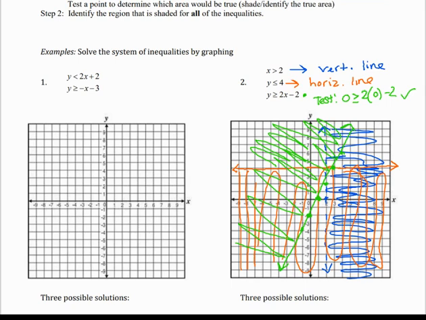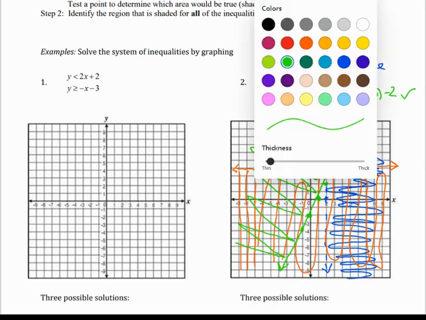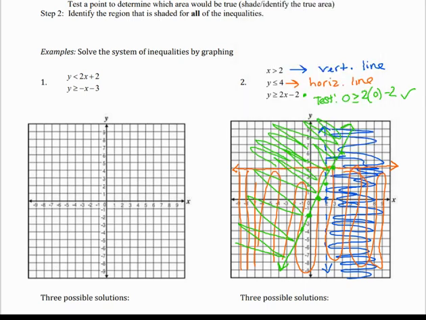So now I'm looking at where is there blue, orange, and green. So for this one, we have to be very, very careful. And there's a teeny tiny region where we have the overlap. I'm going to darken that in with purple. Notice this tiny little triangle right here. Okay, that's where we have blue, green, and purple overlapping. Okay, so that's the solution.